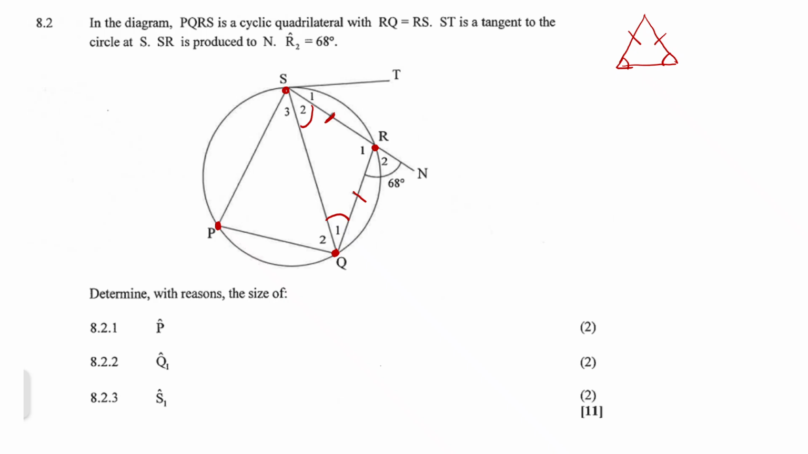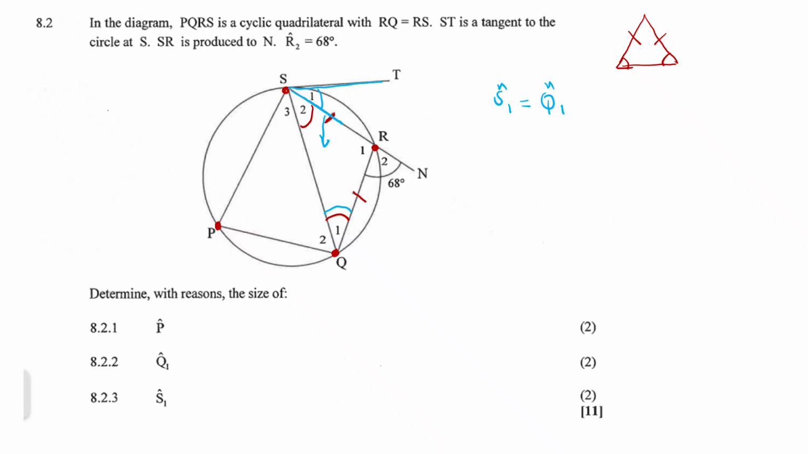Oh, we have another statement that says ST is a tangent. So what I need you to note is, if ST is a tangent, the angle between a tangent and the chord is equal to the angle that the chord subtends at the circumference. So these two angles, angle S1 will be equal to angle Q1, tan chord theorem. Okay, let's try to work out this question.